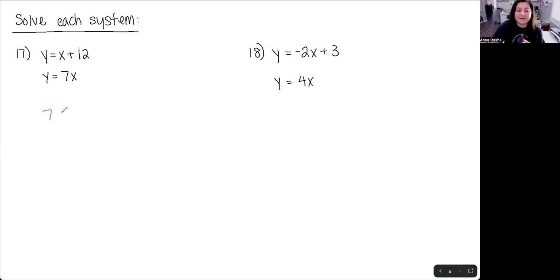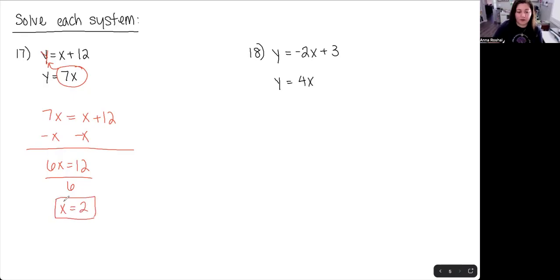So in here, I would say we're going to set both of these equations equal to each other in a sense that we can replace this y with this information because they both equal y. So we're going to subtract x on both sides first. We're going to get 6x is 12, divide by 6, and get x equals 2. And then I'm going to take that 2 and plug it into this easier problem, or maybe I guess both of them are fairly easy, to get our y variable.